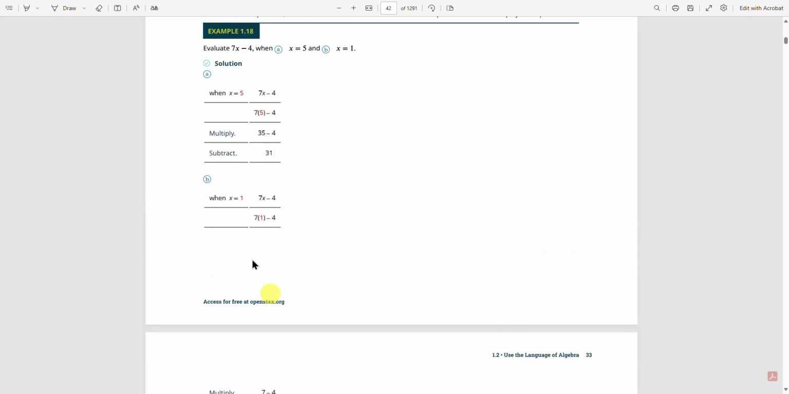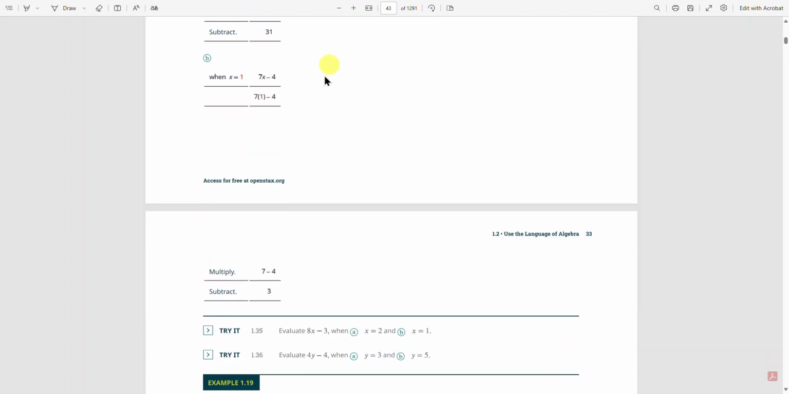So the value of the expression when x equals 5 is 31. And the value of the same expression when x equals 1 is 3. So we can evaluate the expression with two different numbers substituted for the variable. I think that's pretty simple.